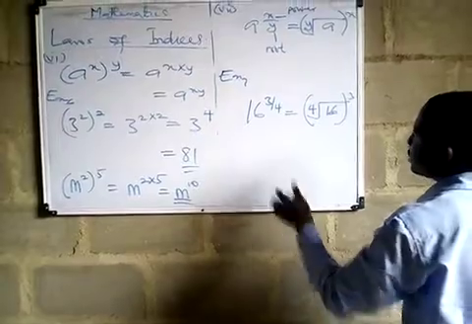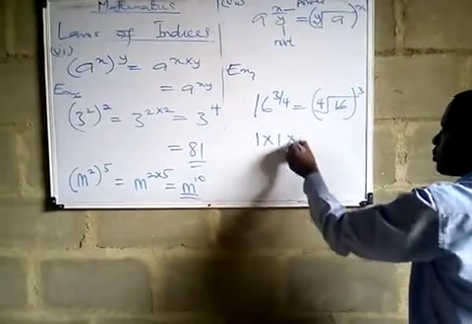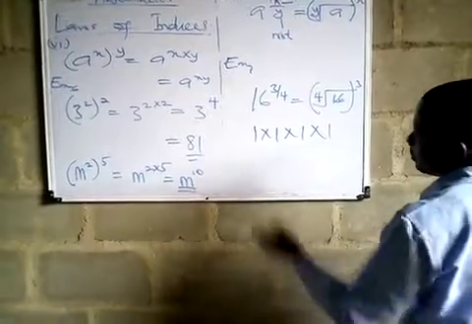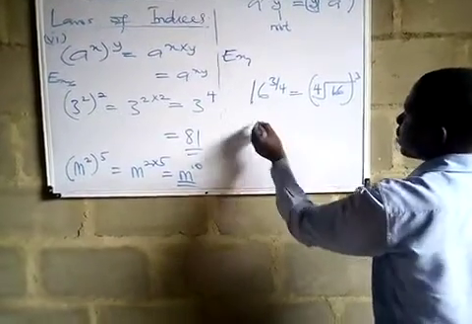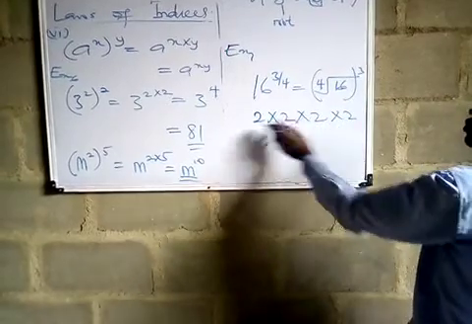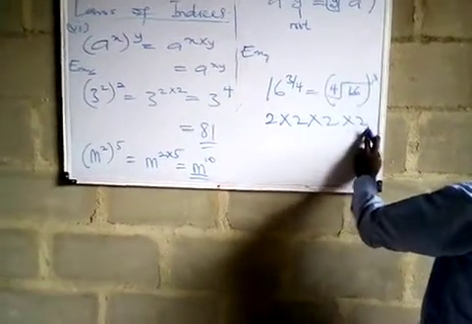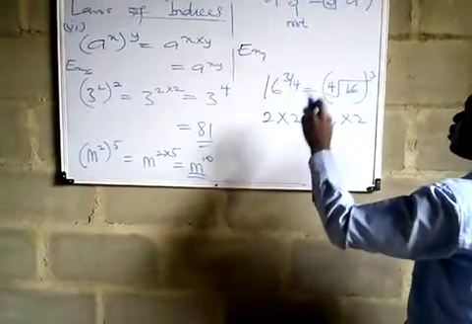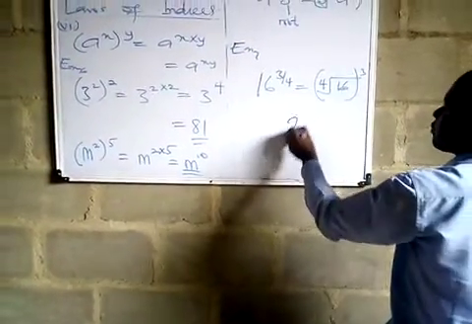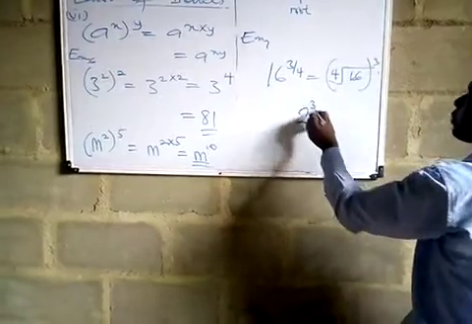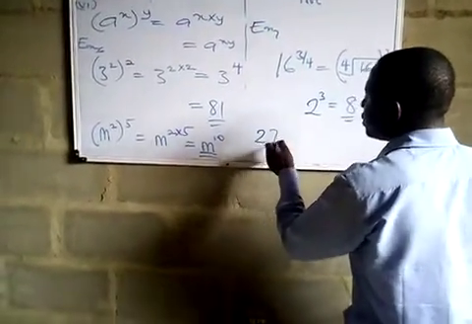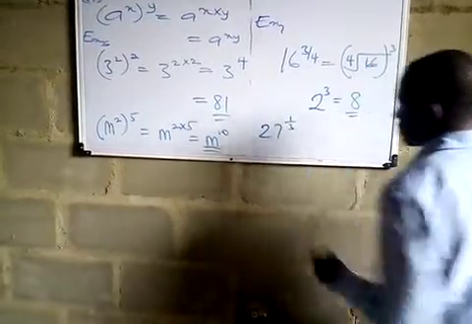What is that number? If I try 1 times 1 times 1 times 1, I've multiplied 1 four times, but I'm not getting 16. So let me try 2. 2 times 2 times 2 times 2: 2 times 2 is 4, times 2 is 8, times 2 is 16. So the number I multiply 4 times to give me 16 is 2. So we have 2 raised to the power of 3, which is equal to 8.